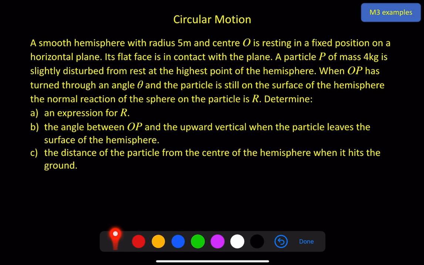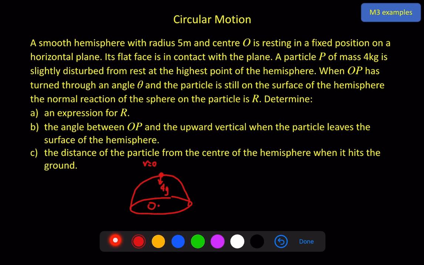Here we've got a smooth hemisphere, radius 5, center O resting on a fixed position, horizontal plane. The flat face is in contact with the plane, so it looks kind of like this, with O here. Particle P of mass 4 kilograms, slightly disturbed from rest at the highest point. So up here, where initially it's got no speed, but it does have a mass so the weight is 4g, and we know the radius as well is 5.